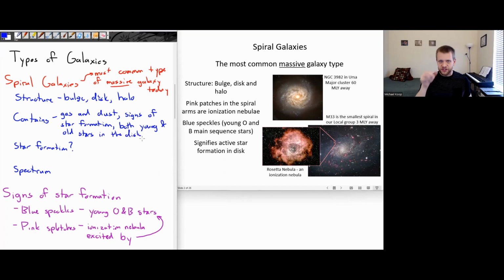Again, this composition, it's pretty much in the disk where we find these gas and dust clouds, these signs of star formation, old and young stars. In the halos around these, you're going to find more of those older globular clusters, pretty similar to what we talked about for the structure of the Milky Way galaxy. Star formation, yes, in the disk.